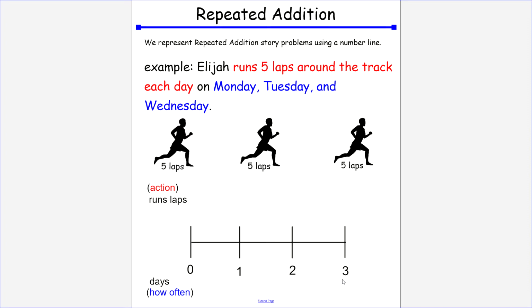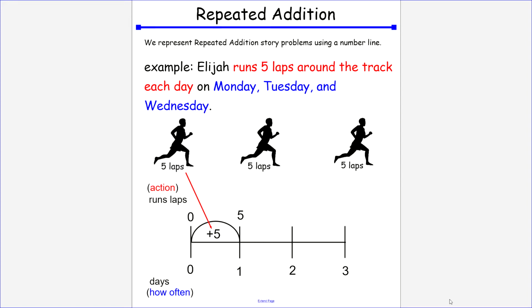Now that I've got my days, or my time, how often it's happening, on my number line, I can start thinking about my action. Well, after 0 days, Elijah hasn't run any laps. If there haven't been any days, he hasn't run any laps. So after 0 days, Elijah's run 0 laps. But then the first day happens, and we know Elijah runs 5 laps every single day. So that means that the first day he runs 5 laps. I'll show that with a jump from 0 to the first day, a jump on my number line, and I'll add 5 that day because he ran 5 laps. So after 1 day, he's run 5 total laps.